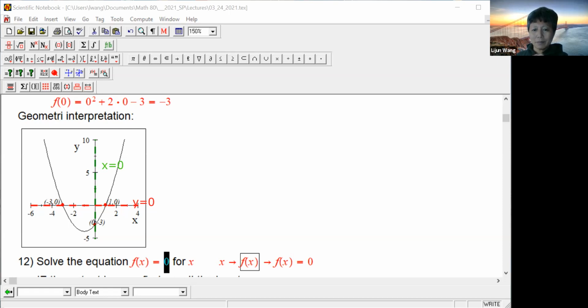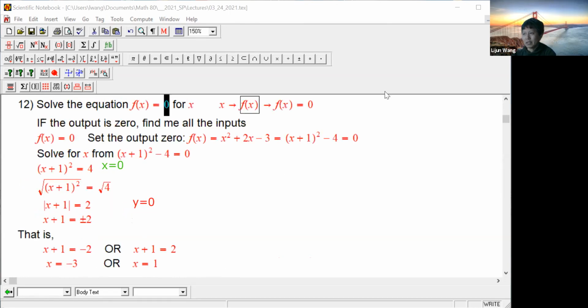Next, number 13 and 14. If you understand what we just explained to you for number 11 and 12, number 13 and 14 are similar. One is a vertical cut and one is a horizontal cut. Do you follow me? So let's work on that.